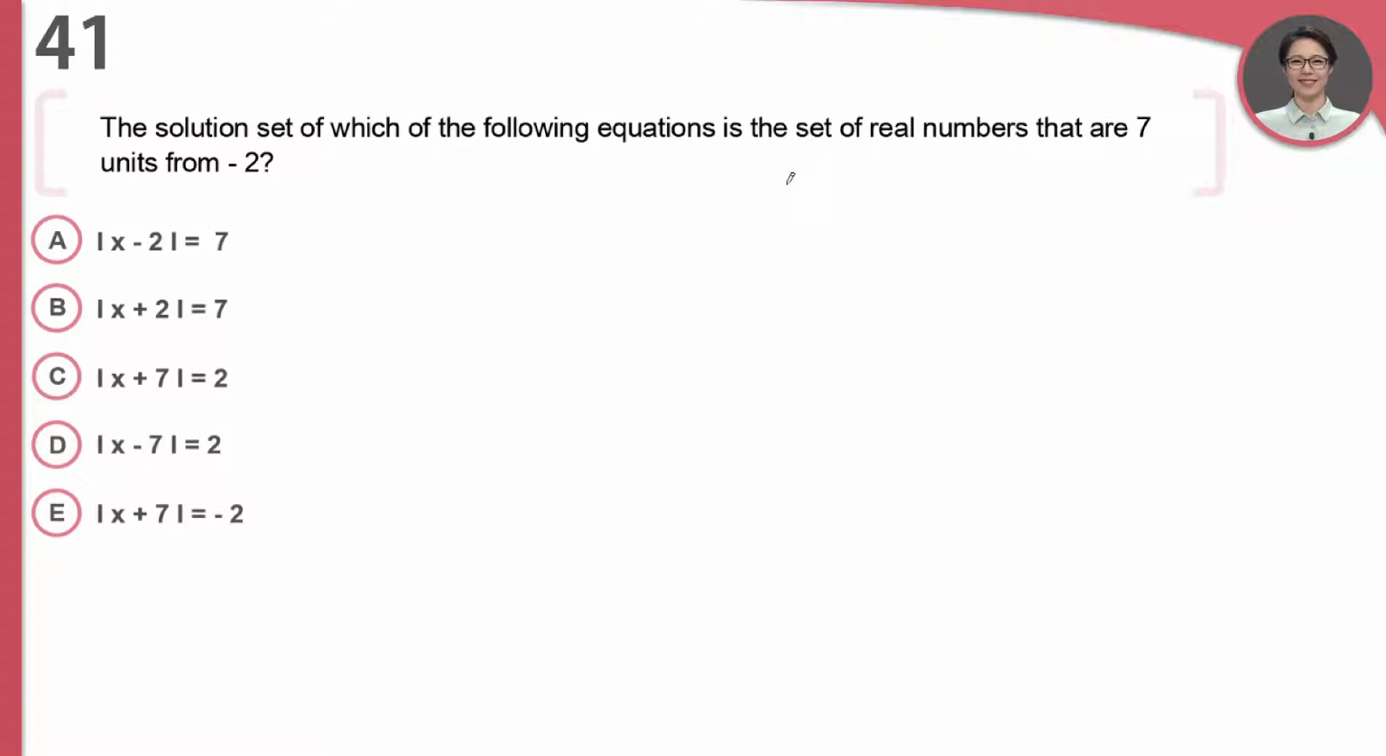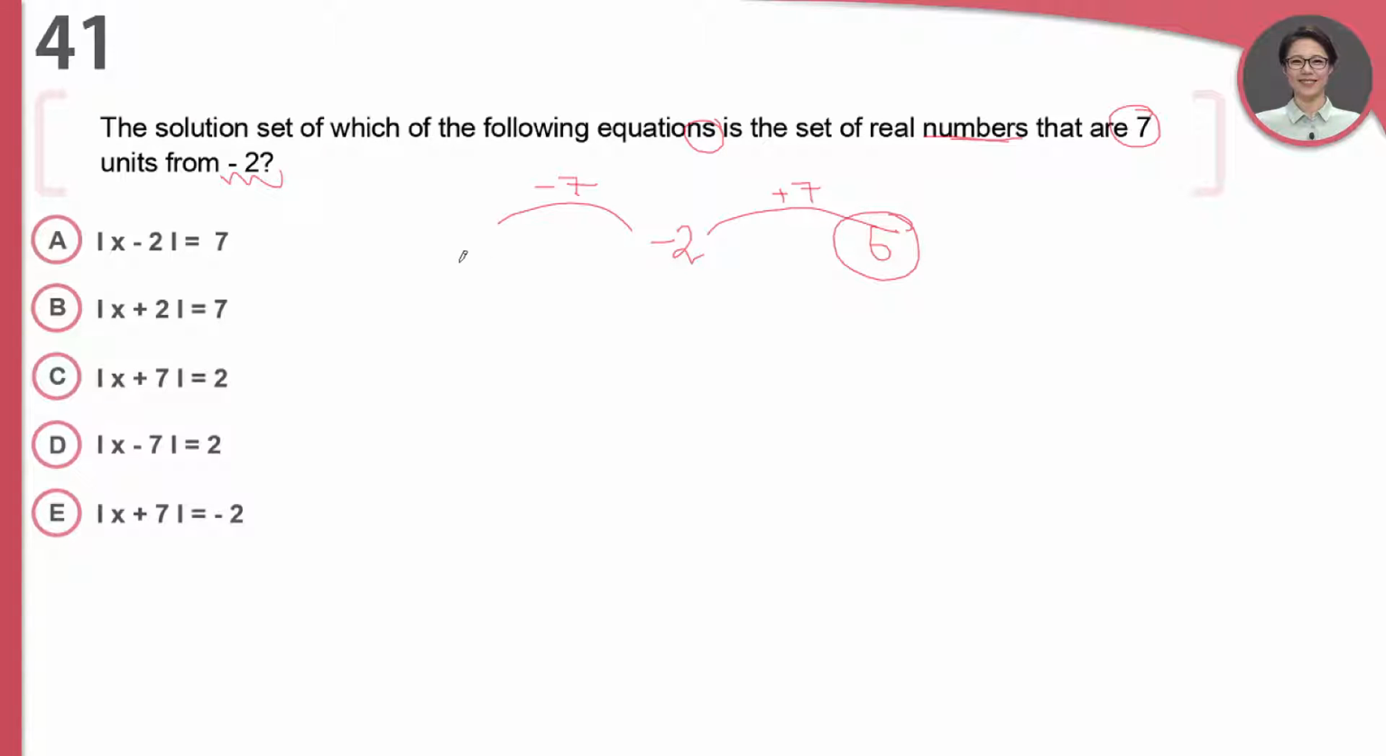Question 41. The solution set of which of the following equations is the set of real numbers that are 7 units from -2? Okay, so you have -2 here, 7 units away. You can go towards the right side or towards the left side. If you go towards the right side, it's +7. If you go towards the negative side, on the left side, -7. So -2 plus 7, that's 5, 7 units away from -2.